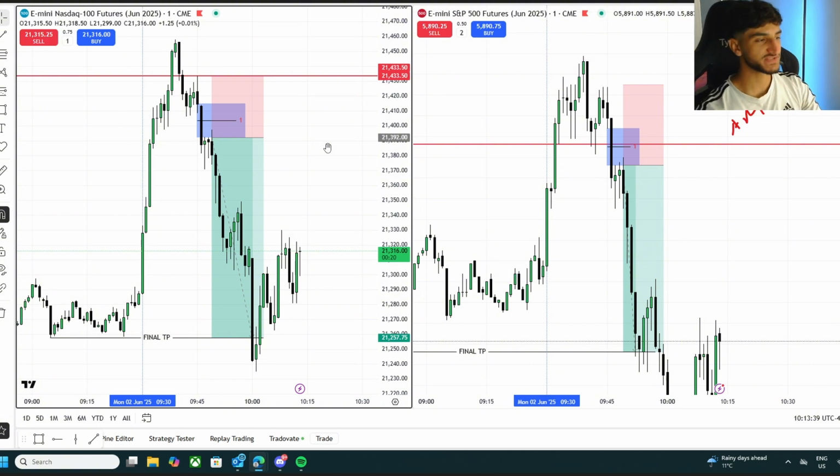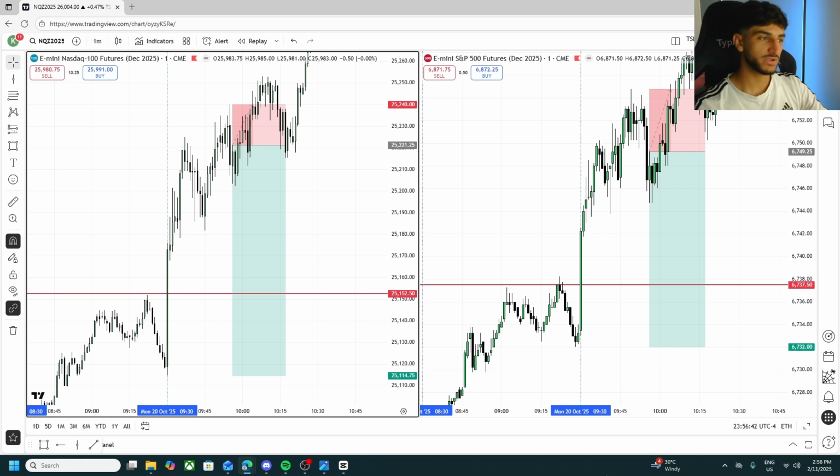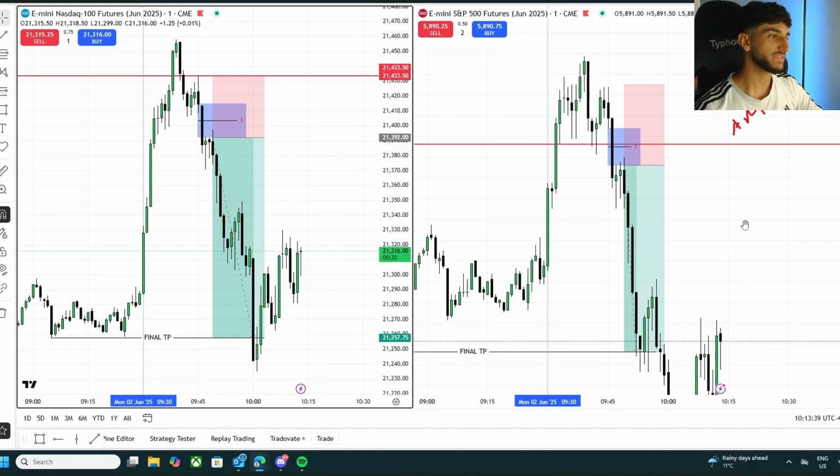So looking right in front of us here, we have an example of a pure high probability trade. And looking right here, we have a low probability trade. So firstly, let's look at the high probability trade setup that we see right here.